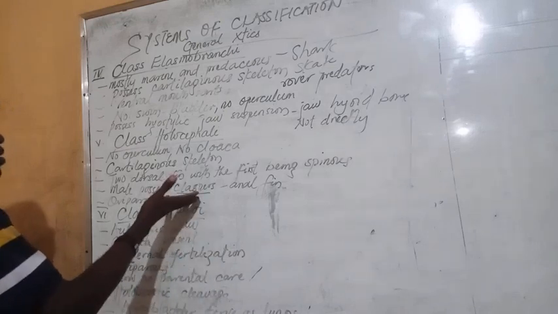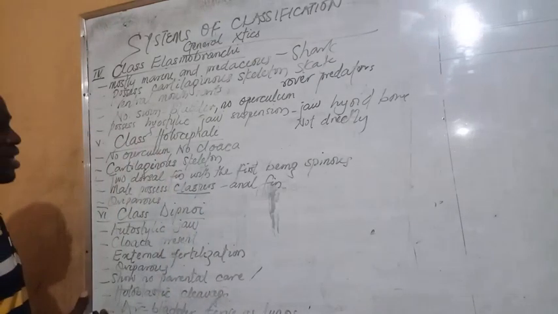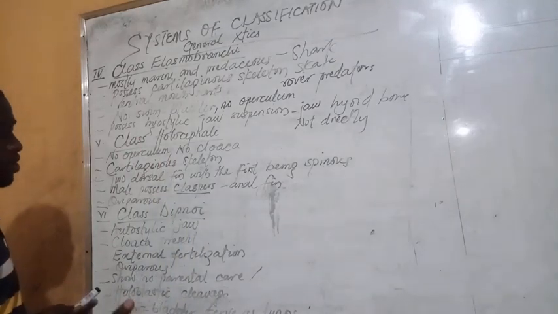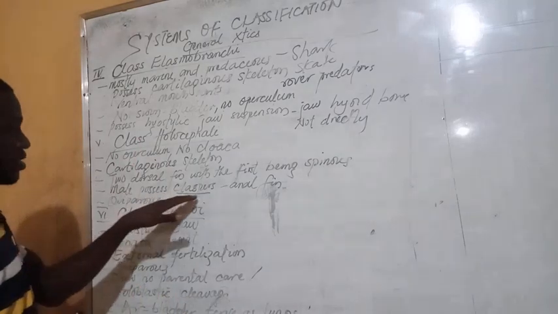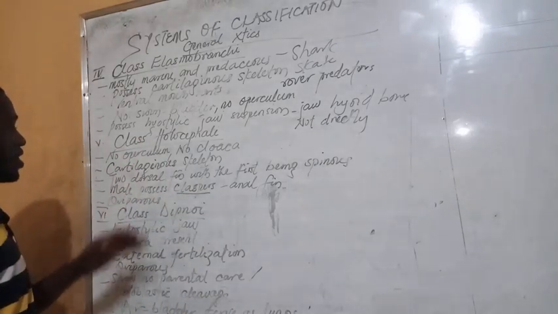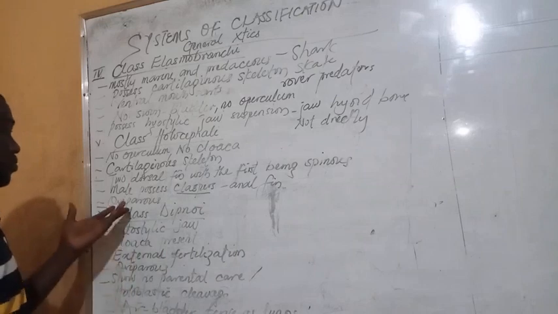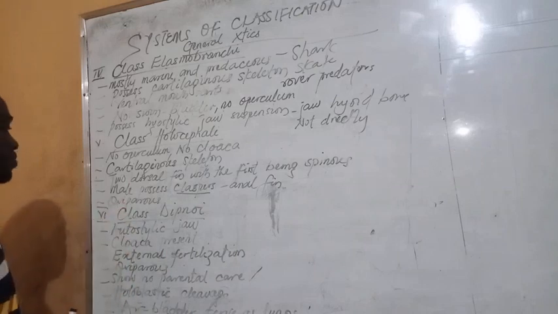So it is called clasper in holocephalans. In smaller fishes, it's called gonopodium. So the clasper is majorly used for reproduction. And then they are oviparous in terms of reproduction.